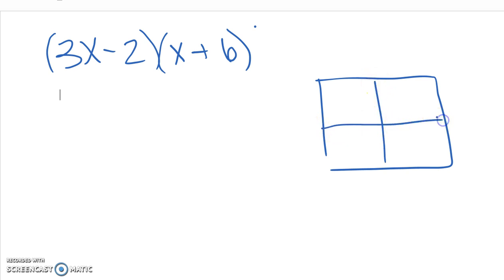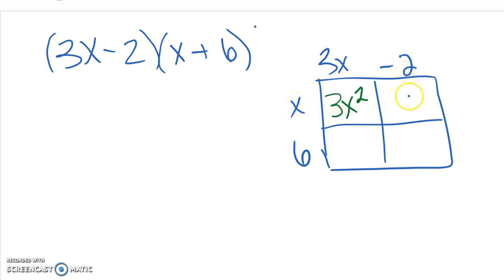A lot of my kids, I remember, liked the box. So you put one of your factors at the top, one on the side. This is kind of like the Punnett squares that you guys were doing in biology. So the 3x times the x would go in this box. You have 3x squared. And then the x times the negative 2 would go here. Then the 3x times the 6 would go here. And then the 6 times the negative 2 would go here.